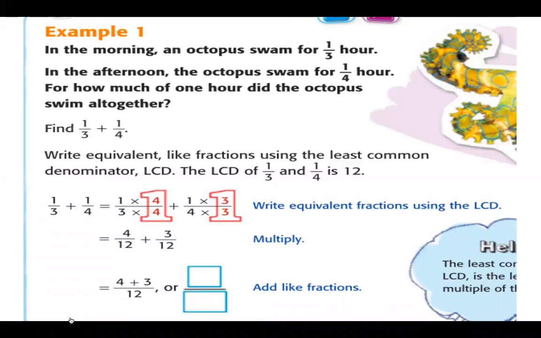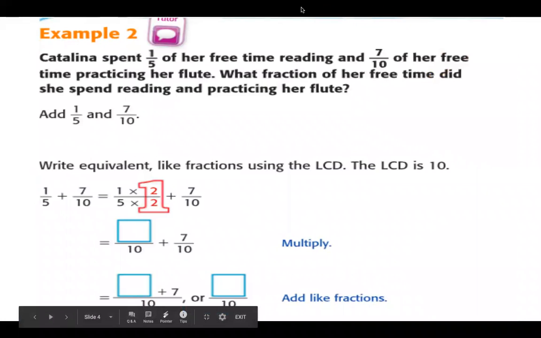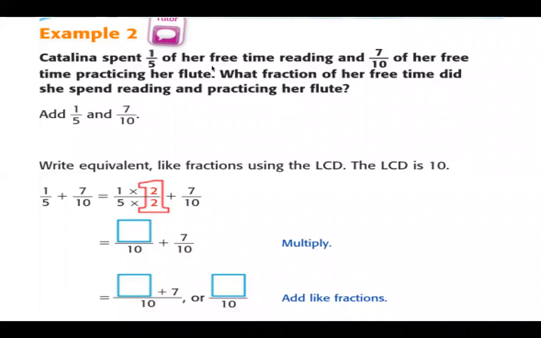Let's look at our example number 2. Okay, so example number 2 says, Catalina spent 1/5 of her free time reading and 7/10 of her free time practicing her flute. What fraction of her free time did she spend reading and practicing her flute? So we want to know, combining 1/5 and 7/10, how much total did she spend practicing her flute and reading? So we've got to add those two numbers together. So like we did in the last one, we're going to take our two denominators, 5 and 10, and we need to find the least common multiple, the LCM.